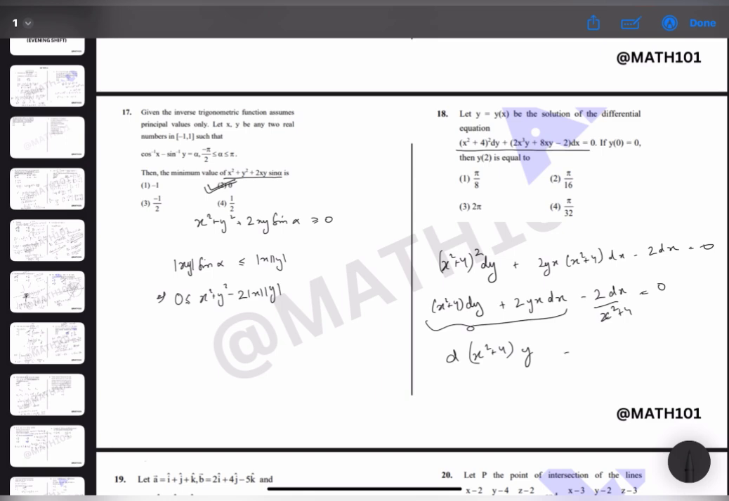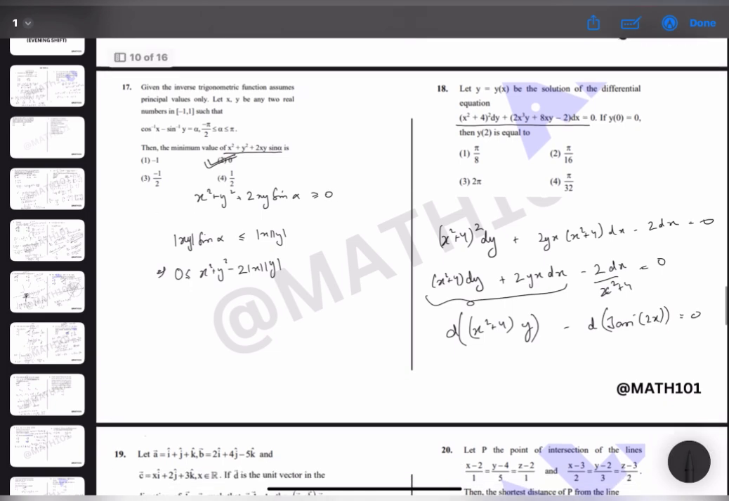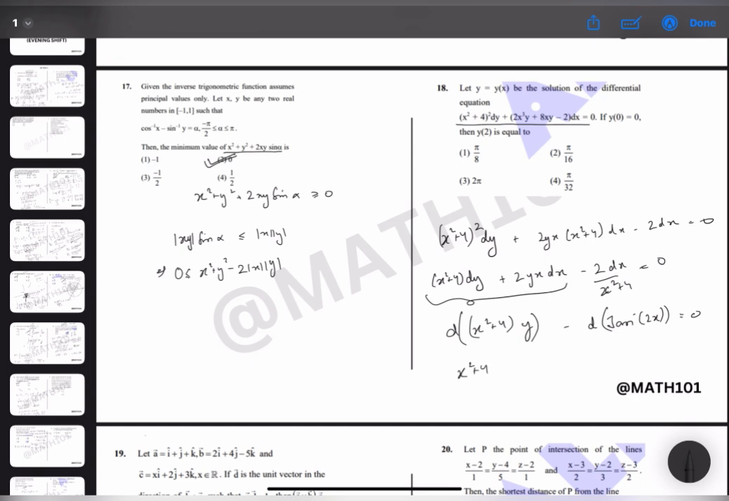Minus, this is d of tan inverse of x by 2. So we broke this into exact differentials. So we get (x square plus 4) times y minus tan inverse of x by 2 equals c. At x equals 0, y equals 0, which gives us c equals 0.